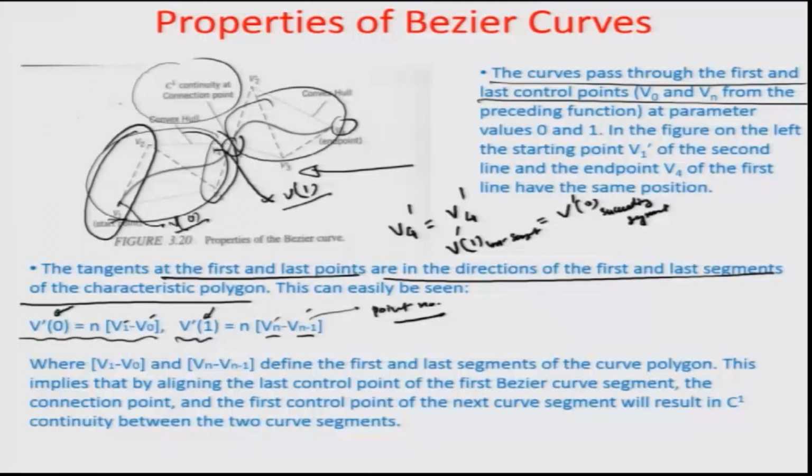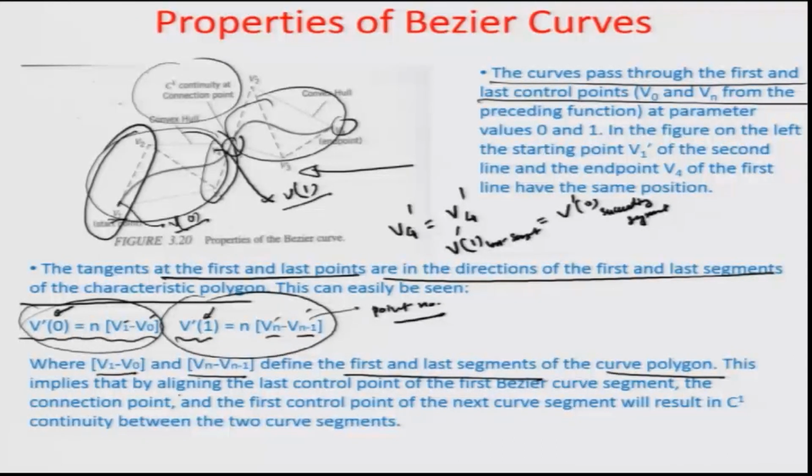So, from the equation that we had described earlier, we need to prove whether we will have an equation which will satisfy these two conditions for a Bezier fit to necessarily exist, where V1 minus V0 and Vn minus V(n minus 1) define the first and the last segments of the curve polygon through which the tangent should necessarily pass for a curve to be called a Bezier fit or a Bezier curve.